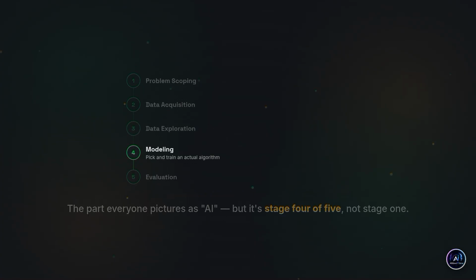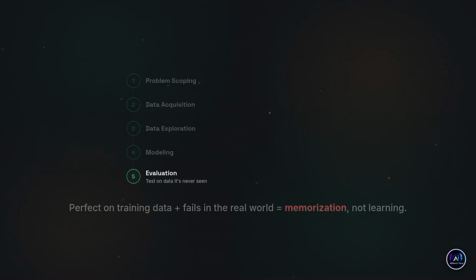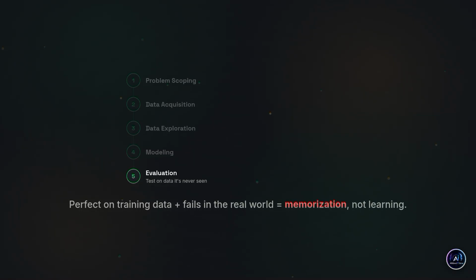Stage 4, modeling. Only now, after scoping, gathering, and inspecting the data, do you actually pick an algorithm and train it. This is the part everyone pictures when they think of AI, but it's stage 4 of 5, not stage 1. Stage 5, evaluation. Check if the model is actually good, and critically, not just on the data it was trained on. You test it on new data it has never seen before. A model that memorizes its training data looks perfect on paper and fails completely in the real world.